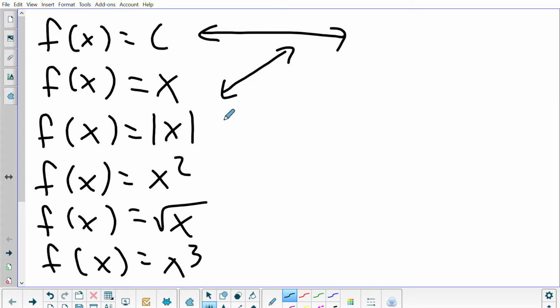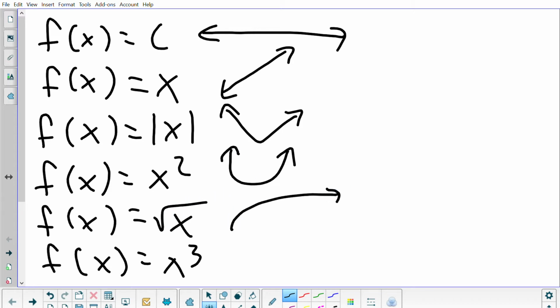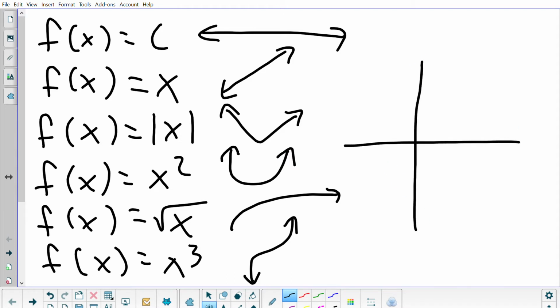Absolute value is going to be some kind of V shape. x squared is going to be a U shape. Radical is going to be this growing exponential shape, and then x to the third is going to be like this waggle looking shape. So when they say compare it to the parent function, this is the most basic it can be. So when I go on to my graph, a diagonal goes through the origin.